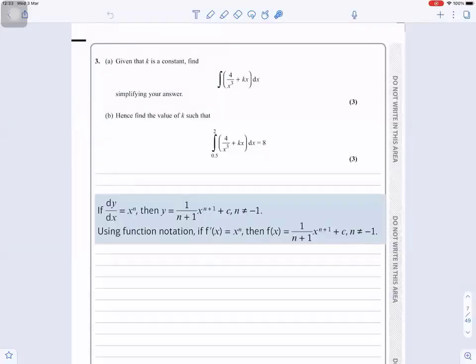Question number 3. Given that k is a constant, find the integral of 4 over x cubed plus kx. Hence, find the value of k such that the integral from 0 to 2 of that function equals 8. We're going to use this formula here for integration. So when you integrate x to the power n, add 1 to the power and divide by that new power. Remember, add 1 to the power, divide by the new power, and don't forget to add the constant of integration. That's what we're going to use to integrate.